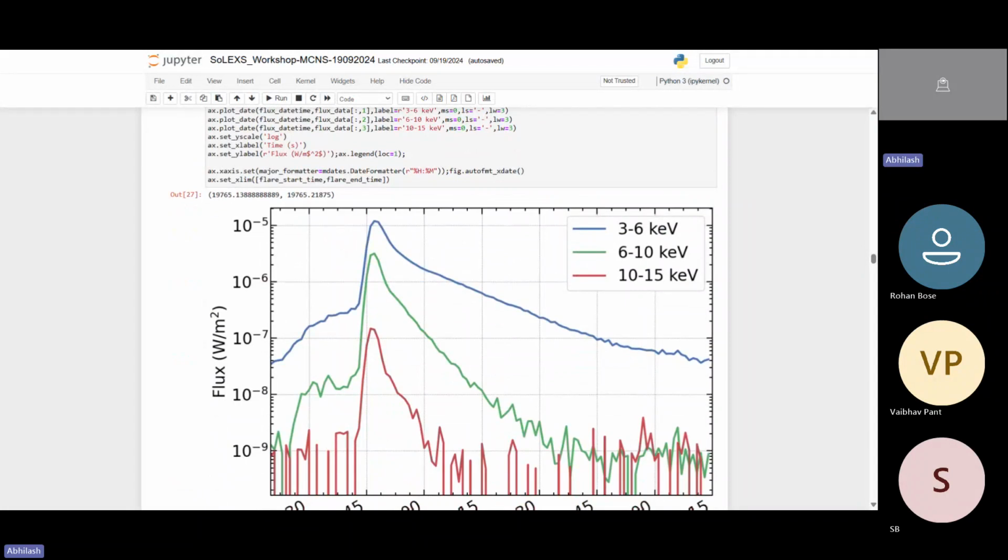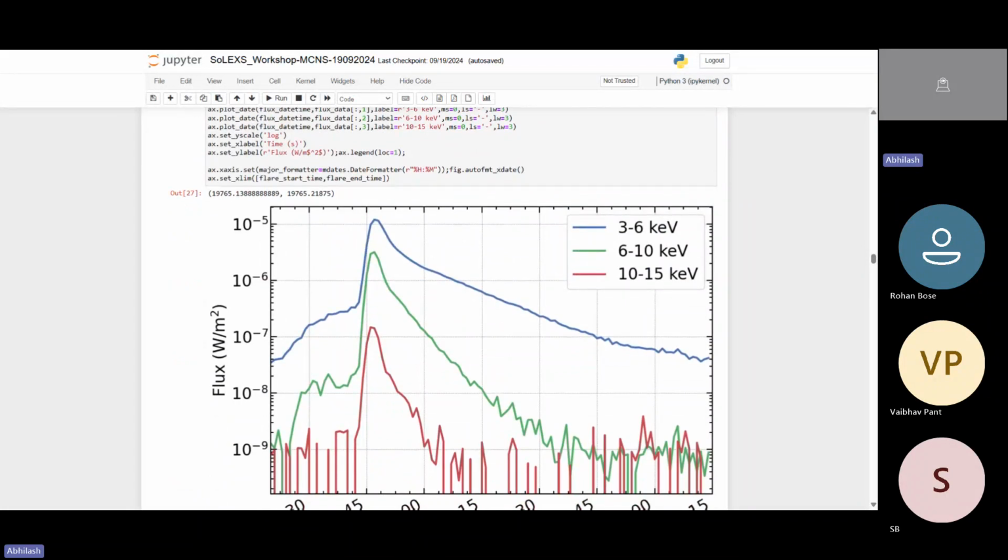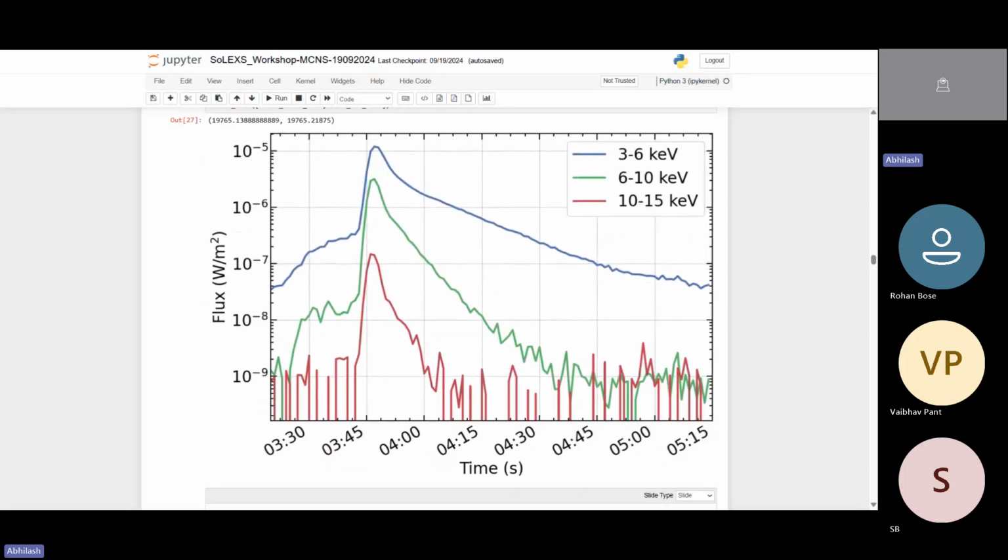And since SOLEX is a spectrometer, we can try to get the light curve in different energy ranges as well. I've just plotted the light curve in 3 different energy ranges: 3 to 6, 6 to 10, and 10 to 15. Can you see some difference in the light curve? As you can see, it's not very evident here, but the 10 to 15 light curve peaks slightly earlier than the blue light curve.